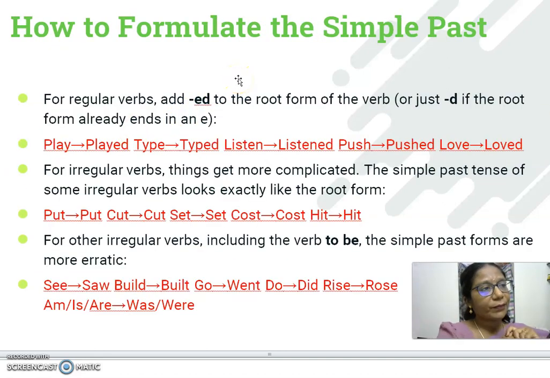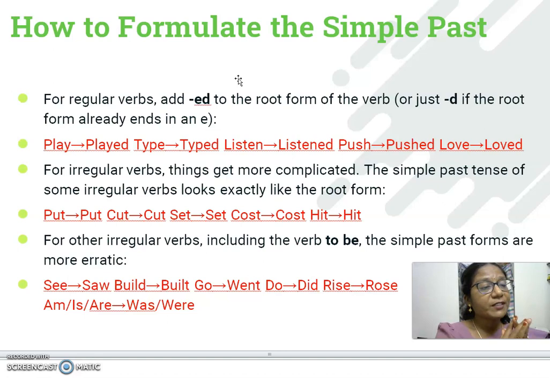And now, how to formulate the simple past tense. For regular verbs, add ed to the root form of the verb, or just d if the root form already ends in an e. For example, play becomes played, adding this ed. Type becomes typed, listen becomes listened, push becomes pushed, love becomes loved. We also even have words like finished.